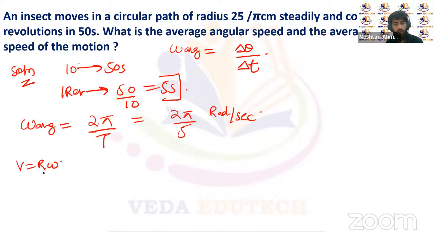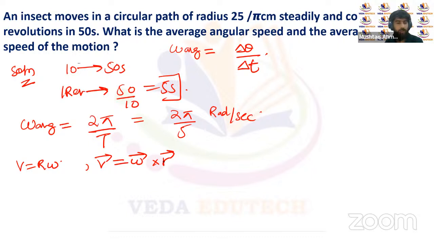V is equal to R omega, or in the vector form, V is equal to omega cross R. Here R vector is the position vector of the particle with respect to the origin of a Cartesian system, and omega is the angular velocity vector, which is perpendicular to both the position vector and the velocity vector.